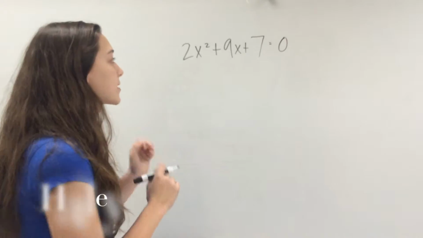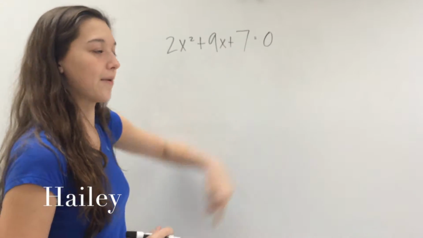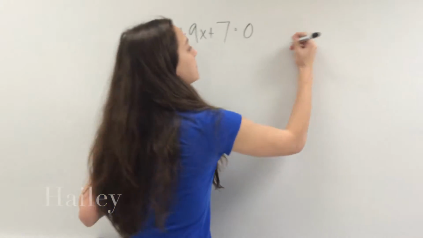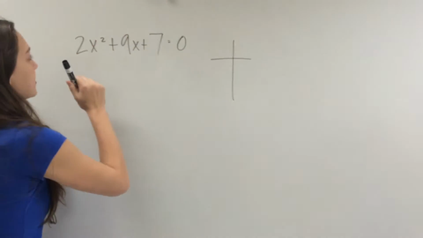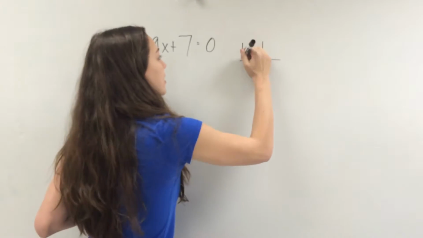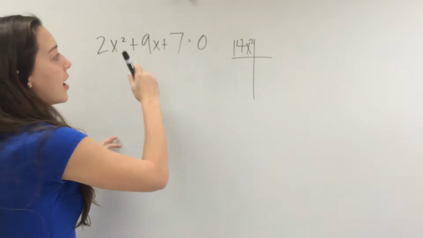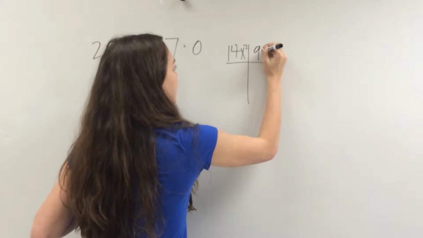Consider the function 2x squared plus 9x plus 7, and you always set your equation to 0. And then you make a t-chart. What a t-chart is: you take the coefficients of the first and the last numerical values and you multiply them together to equal 14. The x squared is already assumed because it's there. And then 9x would go on the right side.